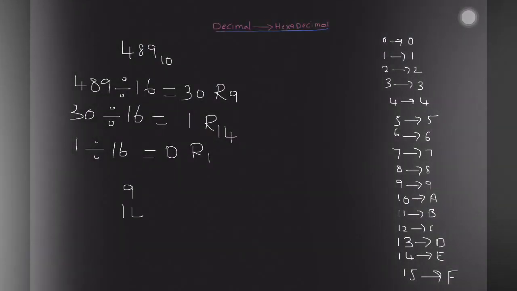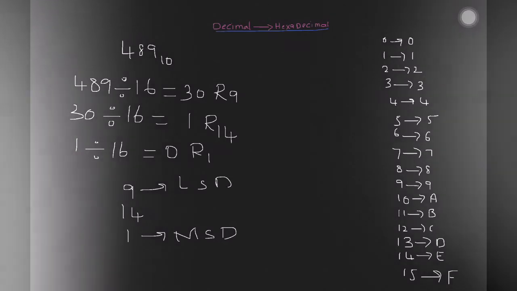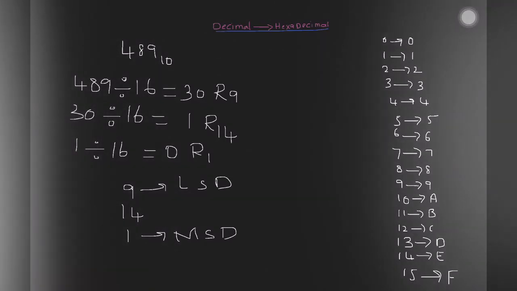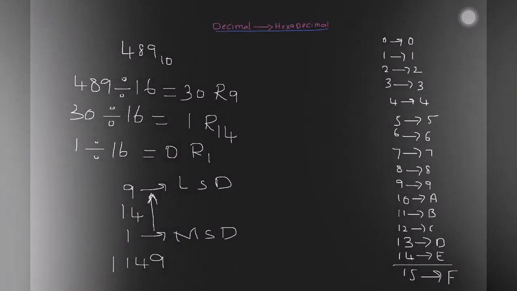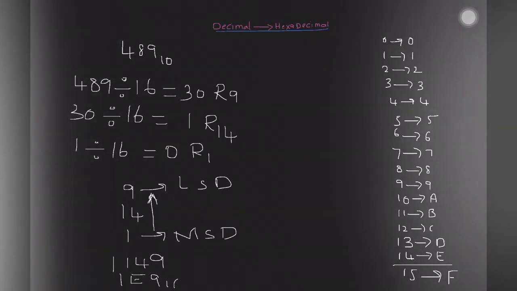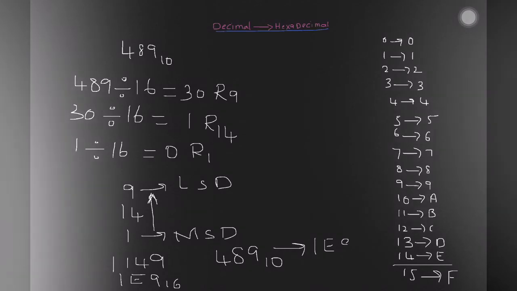The remainders are 9, 14, 1. The last one is the MSD, most significant digit, and the first is the LSD, least significant digit. We need to note the numbers from MSD to LSD, which means bottom to top. So 1, 14, 9, and 14 means E. So 1, E, 9 to the base 16. 489 to the base 10 is 1E9 to the base 16. This is how to convert from decimal to hexadecimal.